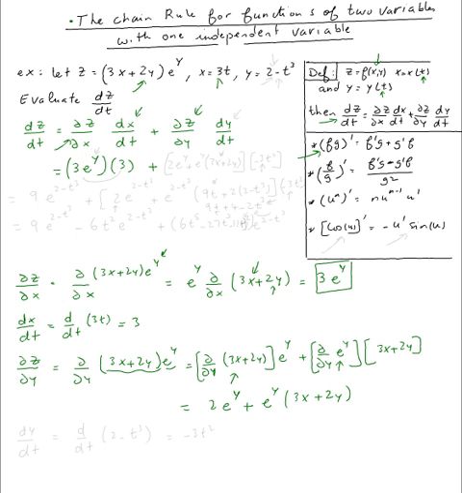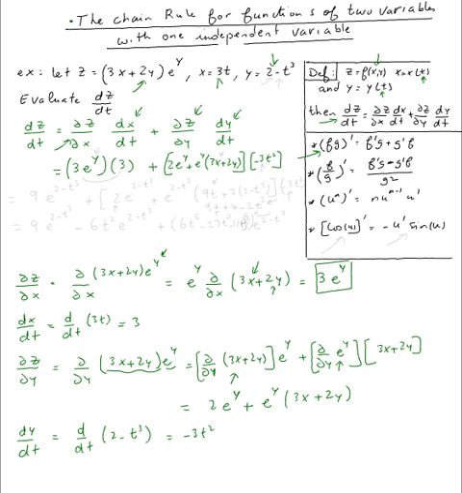Let me rewrite it here. So this is going to be plus 2e to the y plus e to the y times the factor (3x plus 2y). We want all this times dy/dt. So what is dy/dt? dy/dt is the derivative with respect to t, here's a y, of 2 minus t cubed, which is just minus 3t squared.